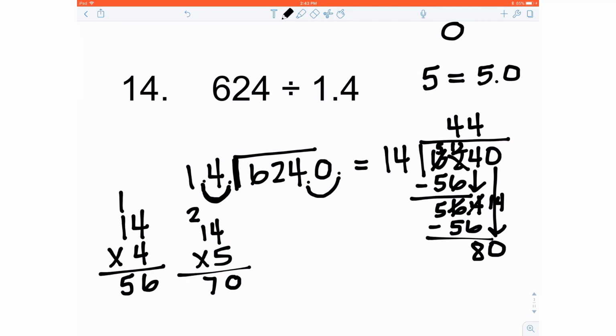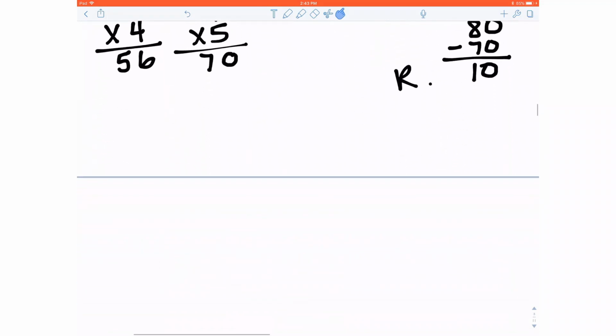14 goes into 80 5 times. And we know that 14 times 5 happens to be 70. And now we're going to subtract and we're left with a remainder of 10. Okay? I'm not going to go over decimals right now with division. I'm just showing you how to divide with decimals in here. Okay? All right, let's take a look at another problem.